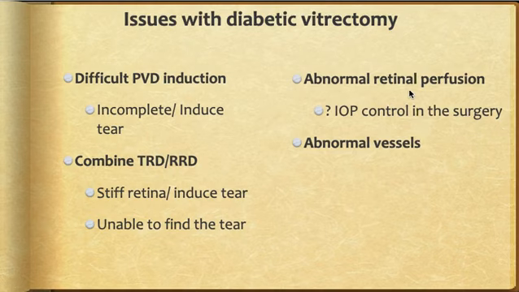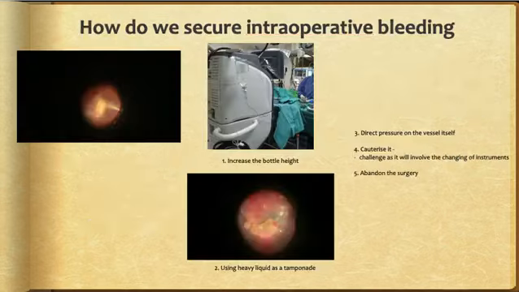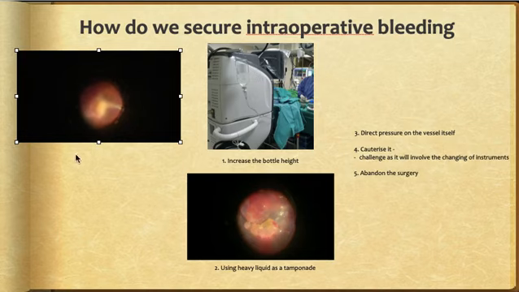Now, apart from the PVD and also the complexity of the retina, they also have issues with poor perfusion of the optic nerve as well as the retina. On top of that, they will have abnormal new vessels at the disc and elsewhere. So how do we secure bleeding if it happens intraoperatively? This is just an example of what we see during surgery. If there's so much bleeding, we can hardly see the tissues that we need to deal with.